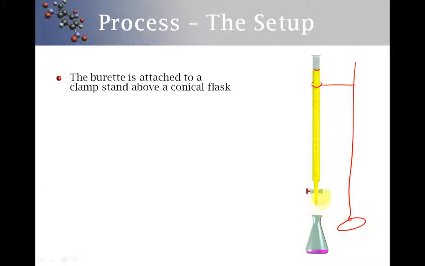Now, by the way, once you've got it set up, you will lower this burette down so that the tip sits inside the flask, because you don't want to lose any drips. When you start using the tap, the last thing you want is your flask to move out of the way slightly and the solution to go all over the ground. You'd have to start all over again. So make sure that the tip of the burette is sitting inside the flask.